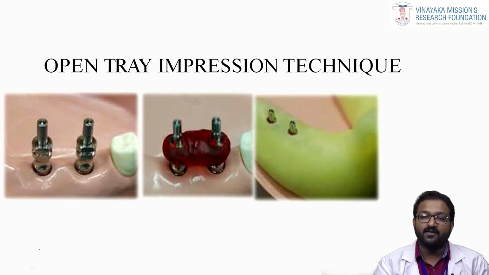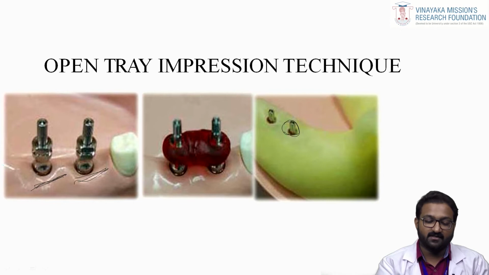Now coming on to open tray impression technique. As the name suggests, you are going to make the tray and then seat the open tray transfer coping through and through the impression tray. Understand? So this is what the open tray impression coping will look like. Once you place the tray, you have to check for the fit of the open tray transfer coping. These access holes should be coming outside of the impression tray. This is the main concept. You can see in the picture that the access holes are outside the impression tray.